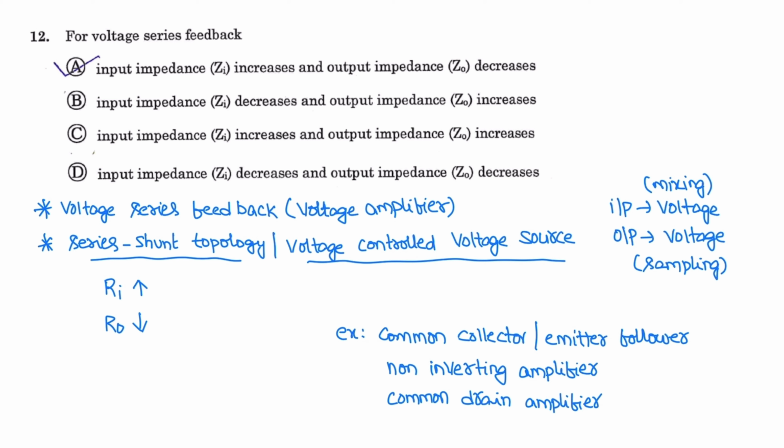Examples for this voltage series feedback, or series shunt topology, or voltage controlled voltage sources: common collector amplifier or emitter follower, non-inverting amplifier, and common drain amplifier. The common drain amplifier is also called source follower.